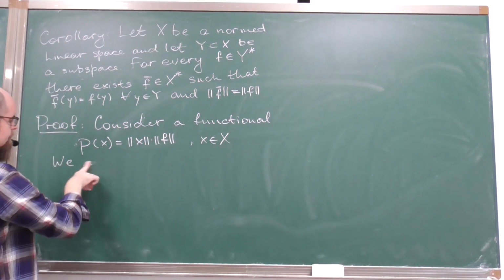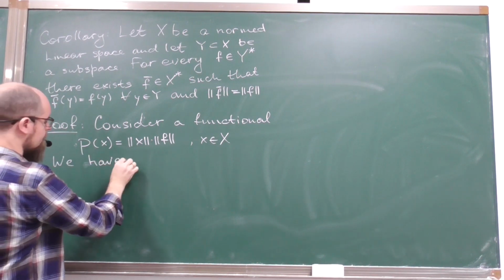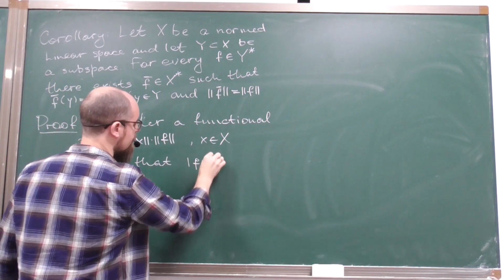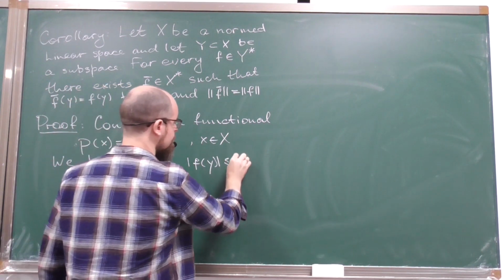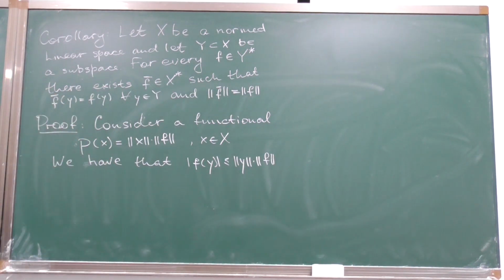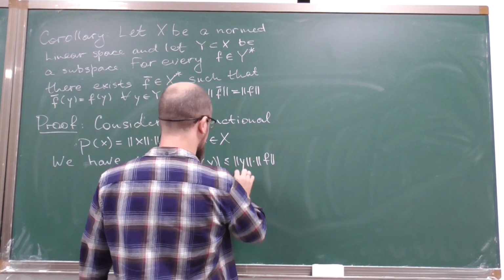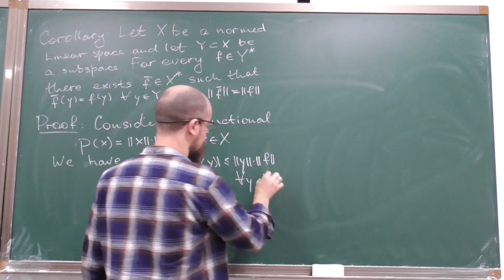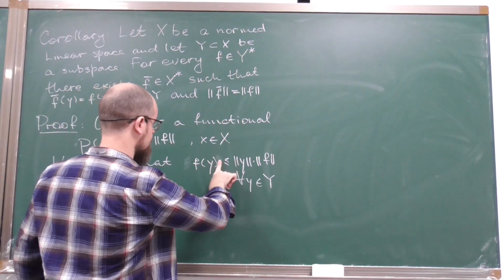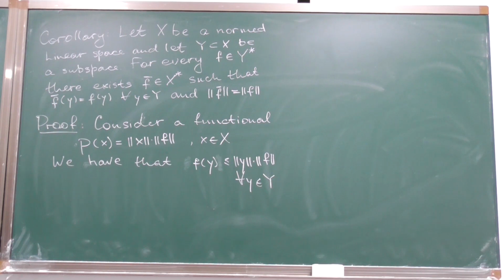So we also have that the absolute value of f of y is less than or equal to the norm of y times the norm of f by the definition of the norm of a functional. And this holds for any y from Y. So the functional f is in fact dominated by the functional p on a subspace. So by the Hahn-Banach theorem, it can be extended to the whole space.